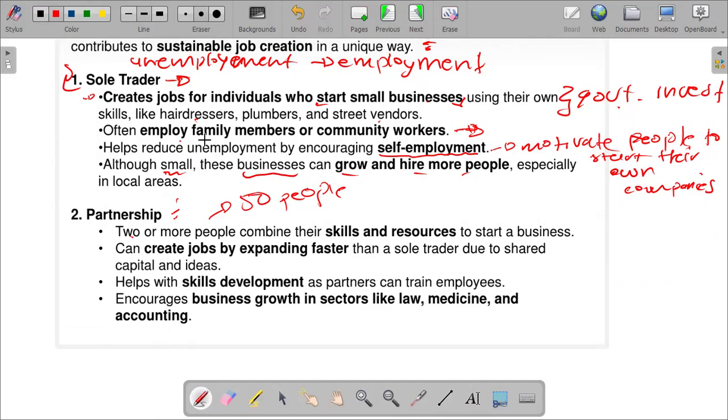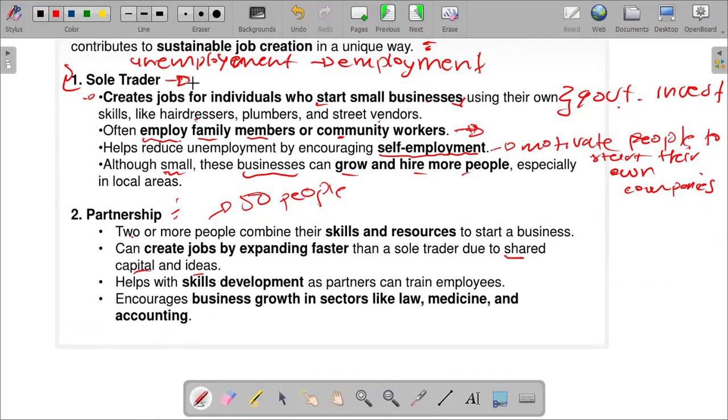So here, remember that a sole trader can get some investment from either the government or the people from their own family. But now here, they have the ability to hire a certain amount of people, even though it's a positive outcome in the community or in the environment. What happens to a partnership is that they can create jobs by expanding faster than a sole trader. So they expand faster than a sole trader due to shared capital and resources.